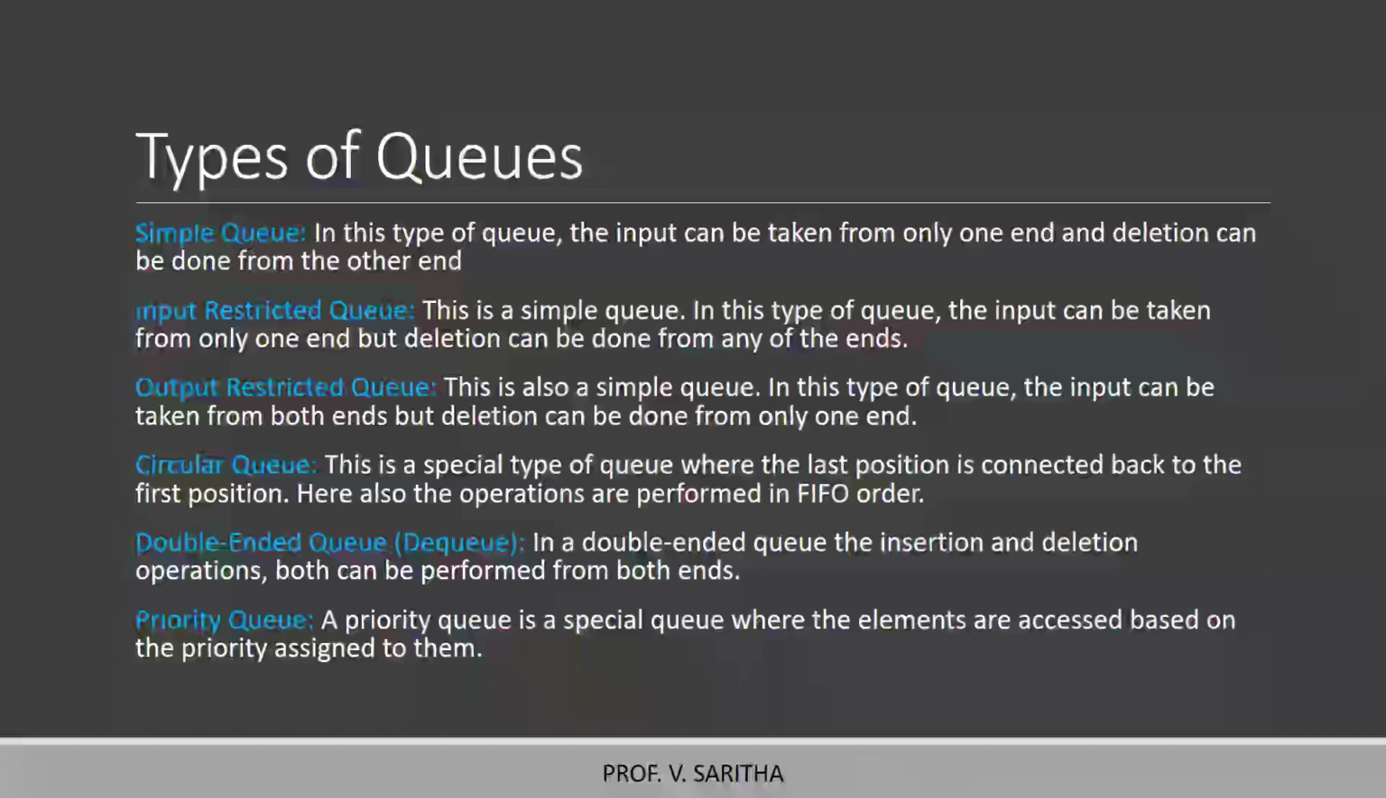Then comes the priority queue. A priority queue is a special queue where the elements are accessed based on the priority assigned to them. For each and every element, we have a priority assigned, and using that, we access that particular element. So that is the priority queue. Don't worry, we will see the process of each and every queue in detail.